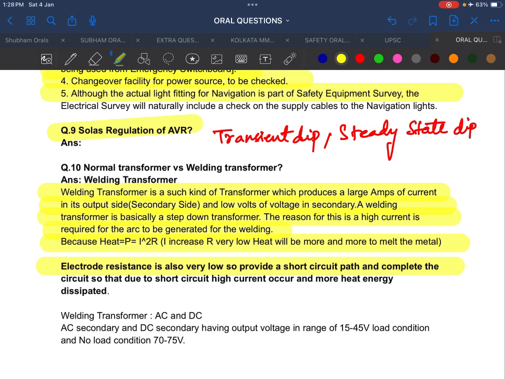And due to the increase in current, there is too much heat generation, and we can heat the metal. When they touch the electrode to any metallic surface, heat will evolve there and it can melt the material very easily. Okay, so due to the short circuit, high current occurs and more heat energy is dissipated.